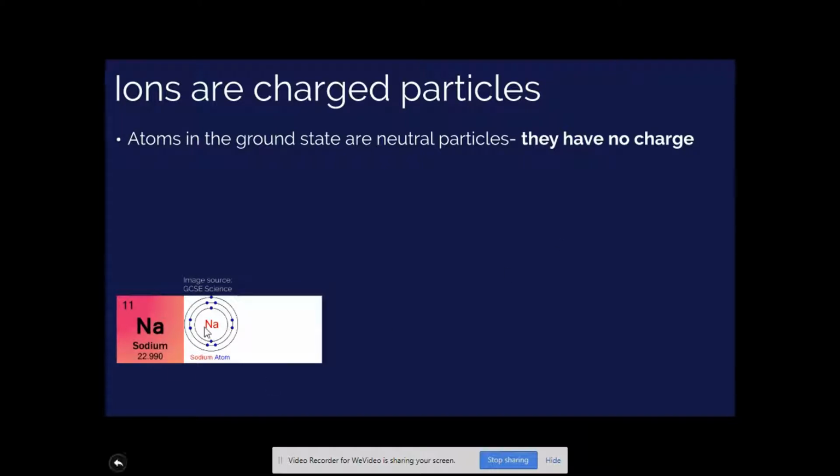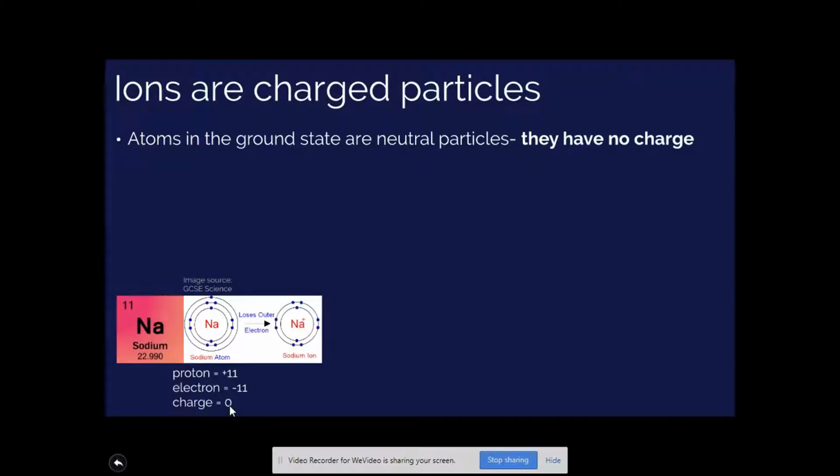If we take this diagram of sodium, we know that its atomic number is 11. That means that we'll have 11 protons and 11 electrons. Remember that protons are positive, so we have a plus 11 charge from the protons, and the electrons are negative, so we have a minus 11 charge of the electrons. And when you balance them out, you get a total charge of 0. That's what it means when our atoms are neutral.